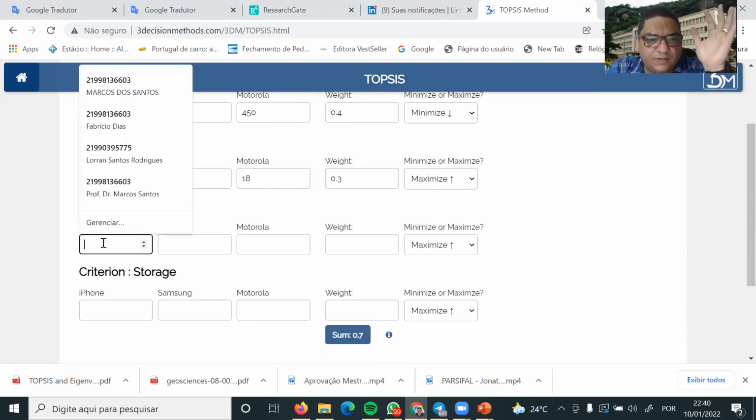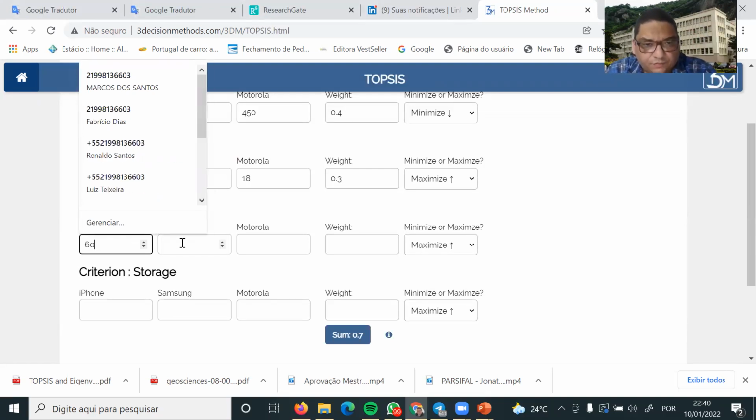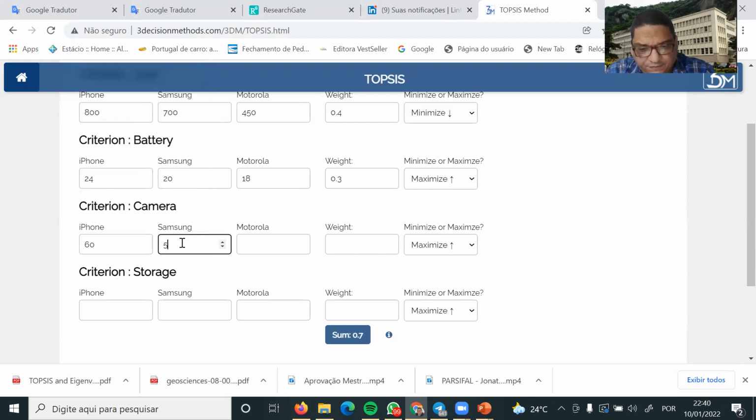Next, camera. Camera is 60, 50, and 64. Weight is 10%, 0.1. And do I wish to maximize or minimize the camera? I wish to maximize. Okay, maximize is the default.